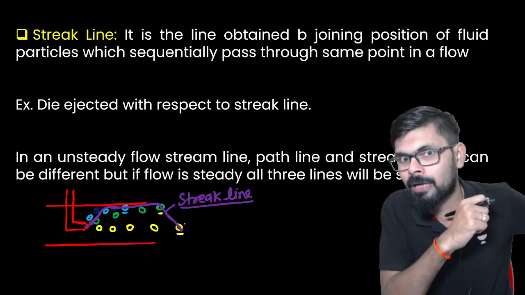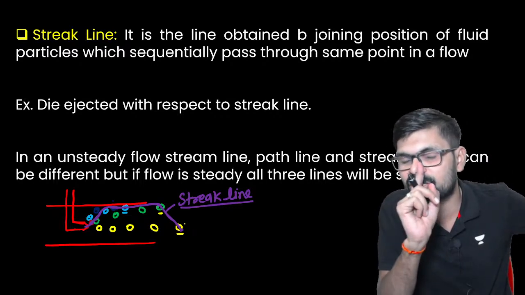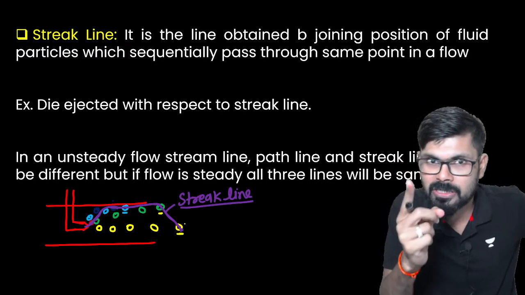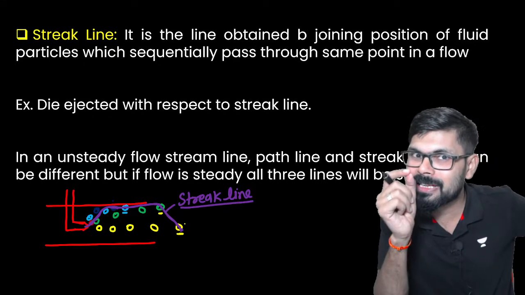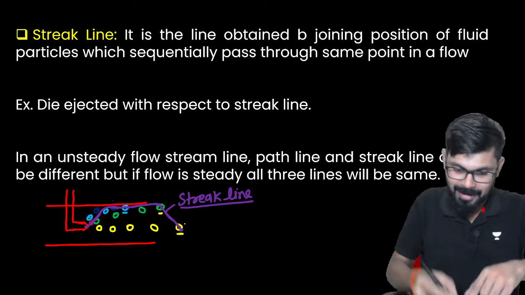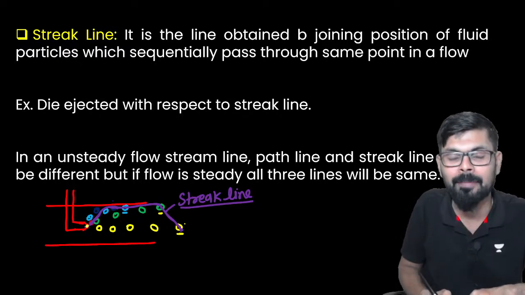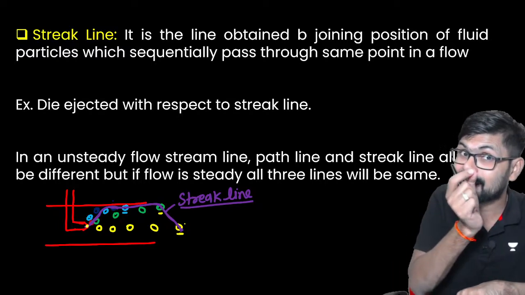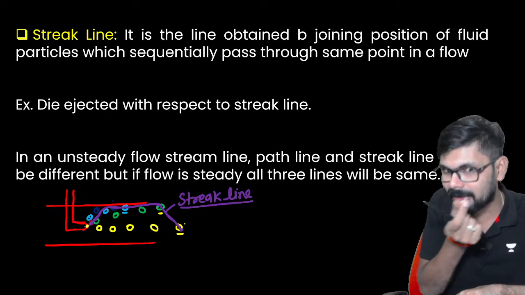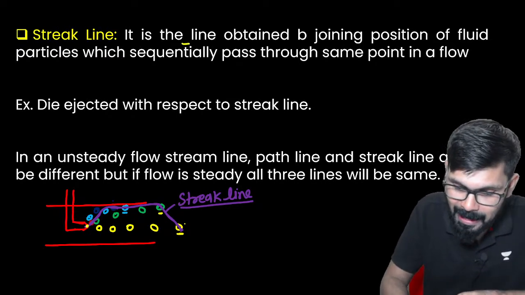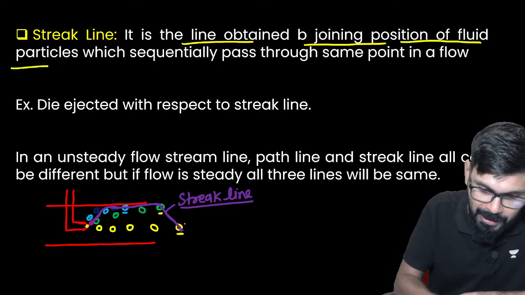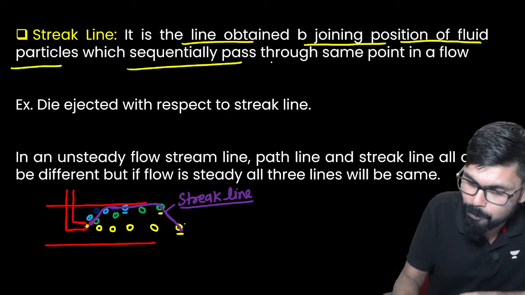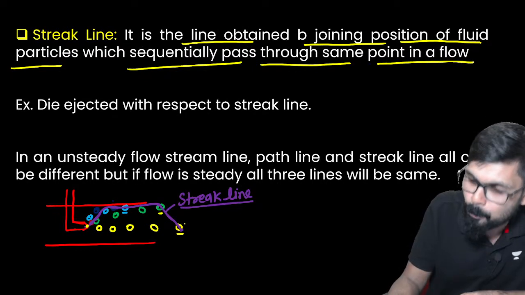One thing I would like to tell you, in many books this point is not mentioned. But always remember that the streak line starts from a fixed point. Where? One point is at the point where the particles are moving. It is the line obtained by joining the positions of fluid particles which subsequently pass through the same point in the flow.